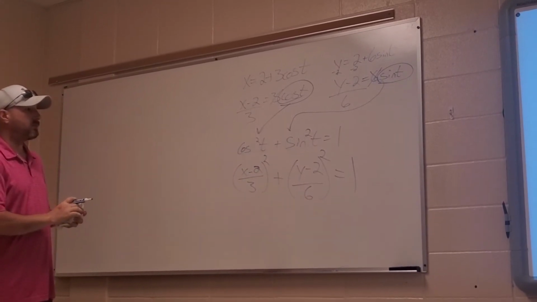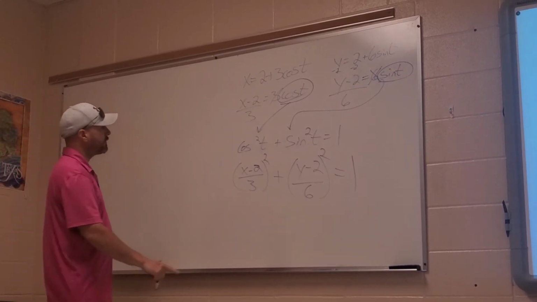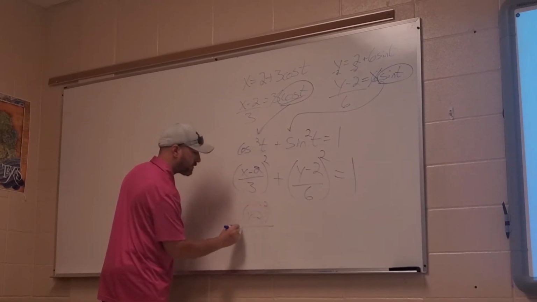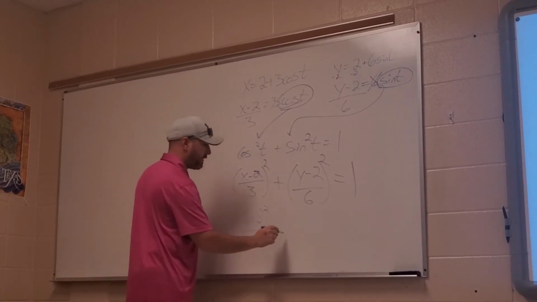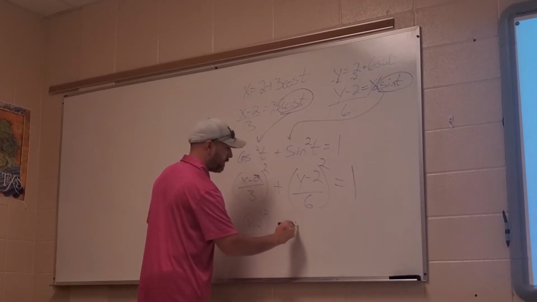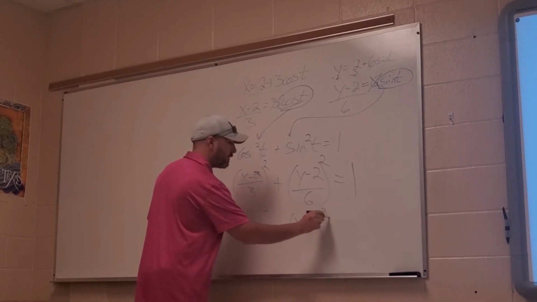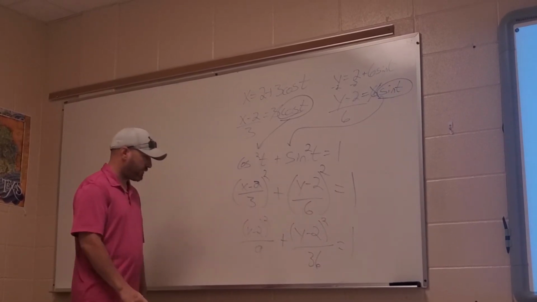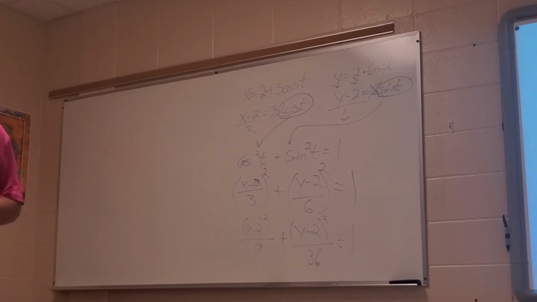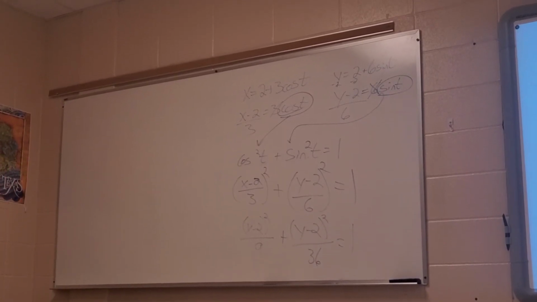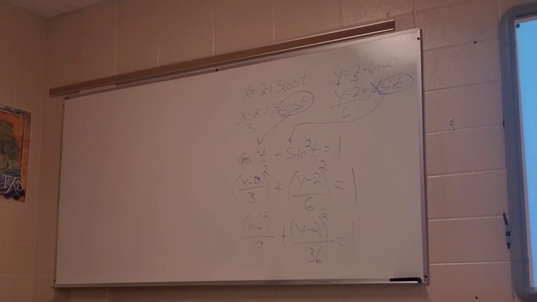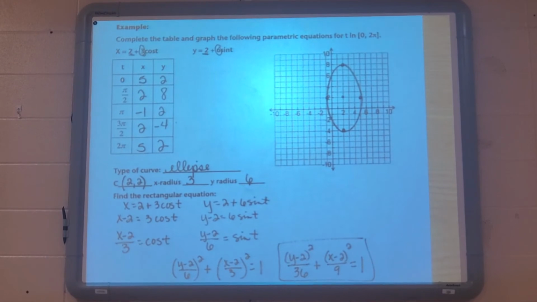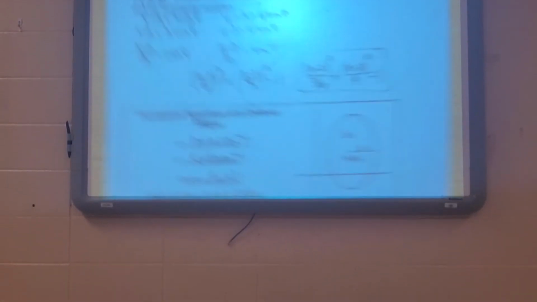Okay? So when you square this, you're going to have x minus 2 squared over 3 squared, which is 9. And then here you're going to have y minus 2 squared over 6 squared, which is 36. And that's as far as you can go. Okay? So not too bad. It's really just sitting down and doing it and working your way through. Okay?